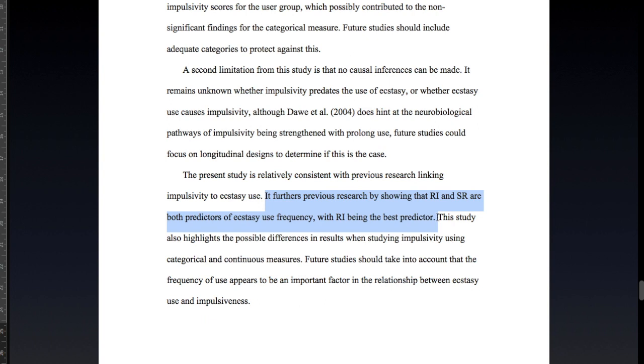So I say it furthers previous research by showing that RI and SI are both predictors of ecstasy use frequency, with RI being the best predictor. This study also highlights the possible differences in results when studying impulsivity using categorical and continuous measures. And then I give one last sentence on where future research should concentrate their efforts. So future research should take into account that the frequency of use appears to be an important factor in the relationship between ecstasy use and impulsiveness.